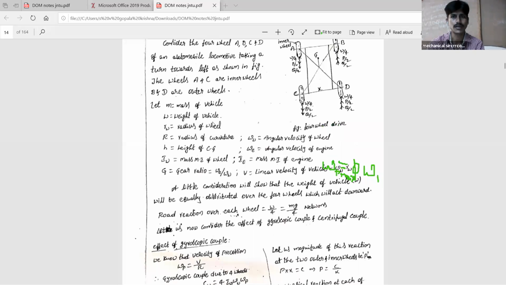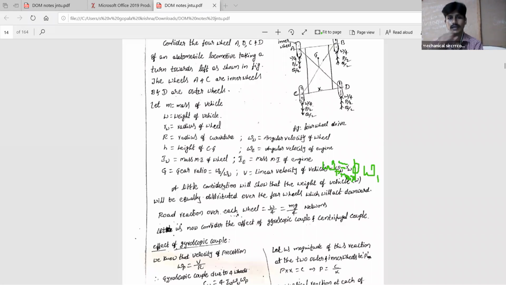Small m is the mass of the vehicle, small w is the weight of the vehicle, small r suffix w is the radius of the wheel, capital R is the radius of curvature, and small h is the height of the center of gravity. I suffix w is the mass moment of inertia of the wheel, I suffix e is the mass moment of inertia of the engine, omega suffix w is the angular velocity of the wheel, and omega suffix e is the angular velocity of the engine.